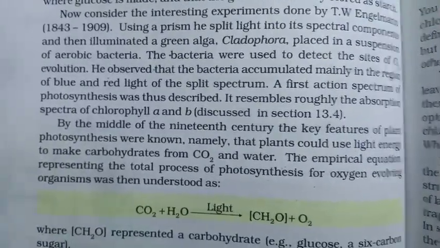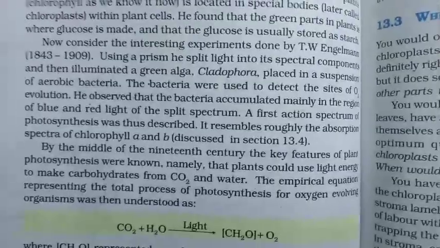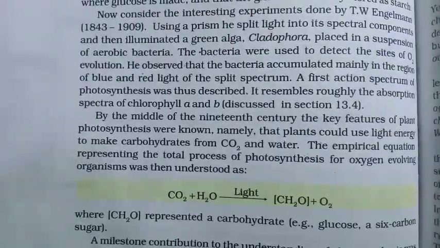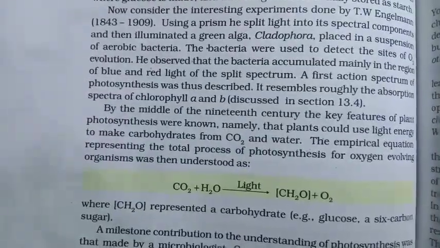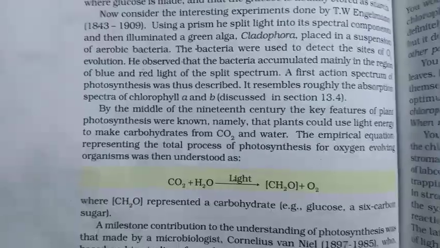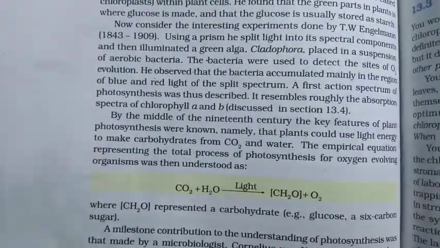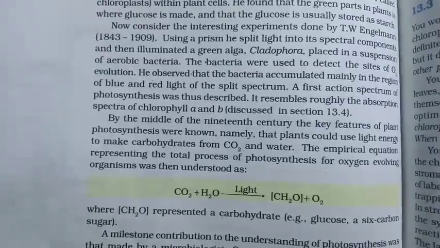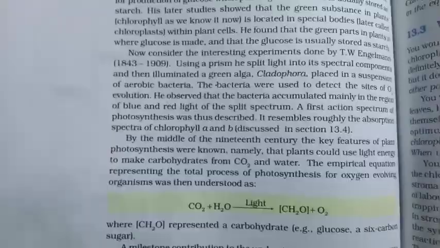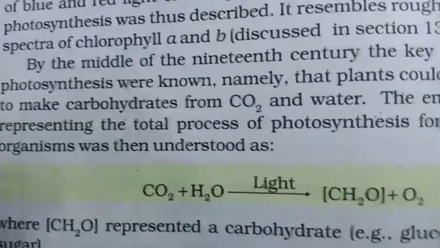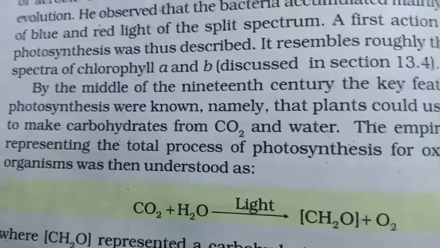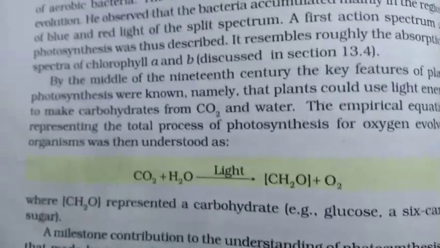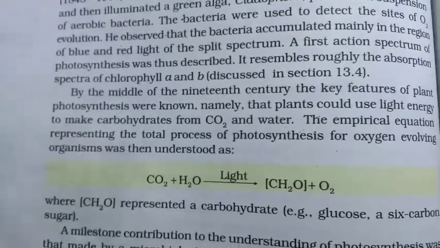It resembles roughly the absorption spectra of chlorophyll a and chlorophyll b, to be discussed in the forthcoming lectures. By the middle of the 19th century, the key features of plant photosynthesis were known, namely that plants could use light energy to make carbohydrates from carbon dioxide and water. The empirical equation representing the total process of photosynthesis for oxygen-evolving organisms was understood as CO2 + H2O, in the presence of light, gives CH2O + O2, where CH2O represents a carbohydrate that was later found to be glucose, a 6-carbon sugar.